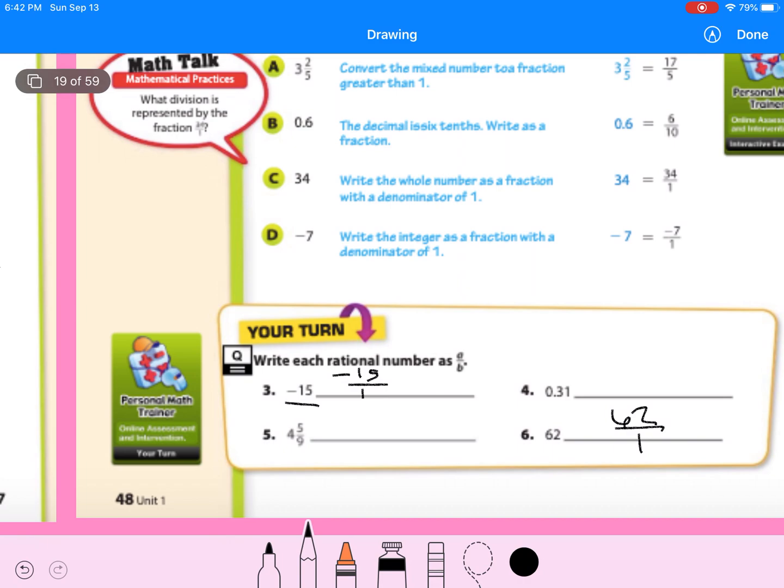Now let's look at number 4. This is super easy. 0.31, if you read your decimal out loud to the place value it's in. The 3 is in the tenths, the 1 is in the hundredths. So that is 31 hundredths. You write that as a fraction. Your numerator is 31. Your denominator is 100. Why? Because 31 over 100 is the same as the decimal 0.31.